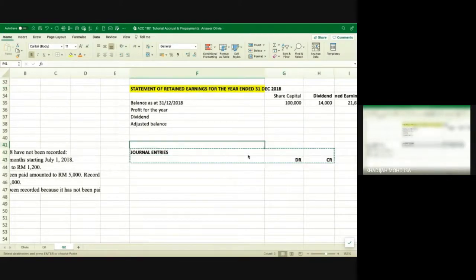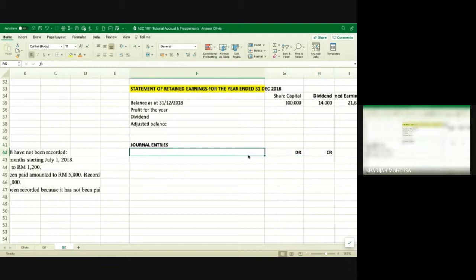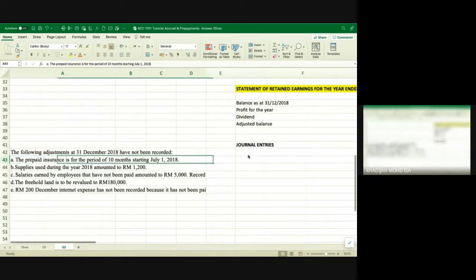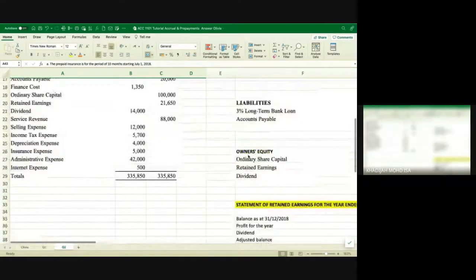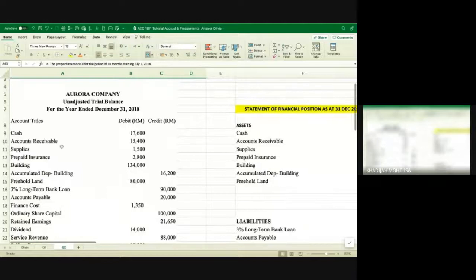Okay, let's do journal entries. For the first one, the prepaid insurance is for the period of 10 months starting from July 1st, 2018. All right, so that means now you have insurance. What do you have? Well, you have a prepaid insurance of 2,800.